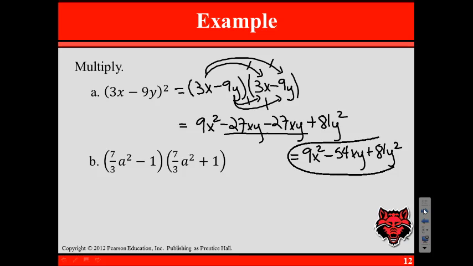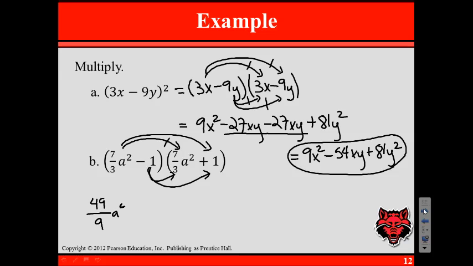Let's go to the next example. We have 7/3 a squared minus 1 times 7/3 a squared plus 1. It doesn't matter if fractions are involved or not. We still use the FOIL method. First, outer, inner, and last. So starting with the first product, 7/3 a squared times 7/3 a squared. Remember, with fractions, you multiply the numerators, and then you multiply the denominators. We're going to add our exponents with the a's.